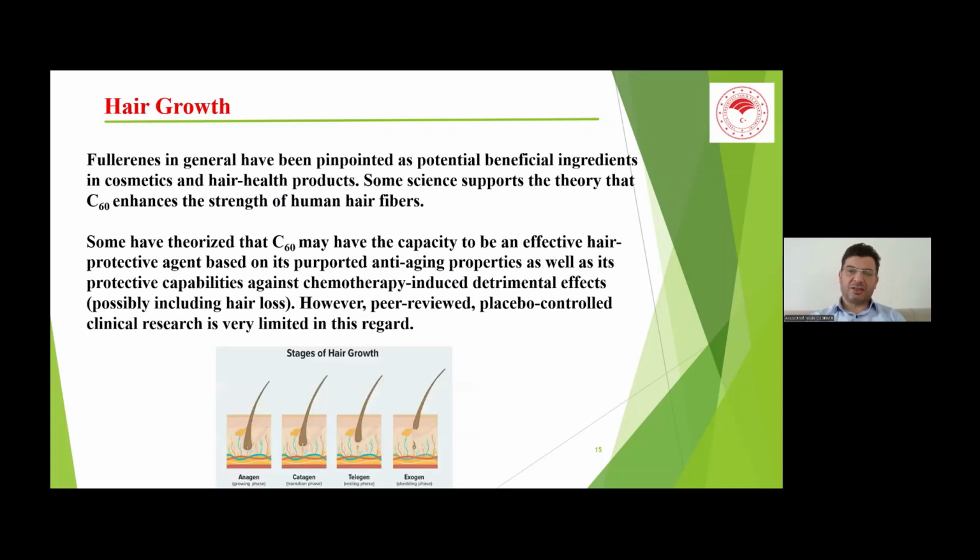Also, a hair growth study was done using fullerene. Some have hypothesized that fullerene may have the capacity to be a hair protective agent based on its purported anti-aging properties as well as its protective capability against chemotherapy-induced detrimental effects, possibly including hair loss.